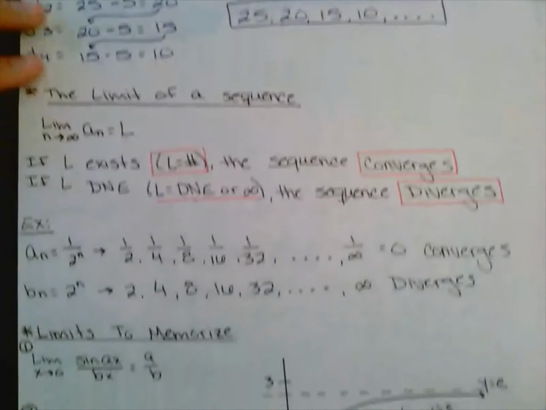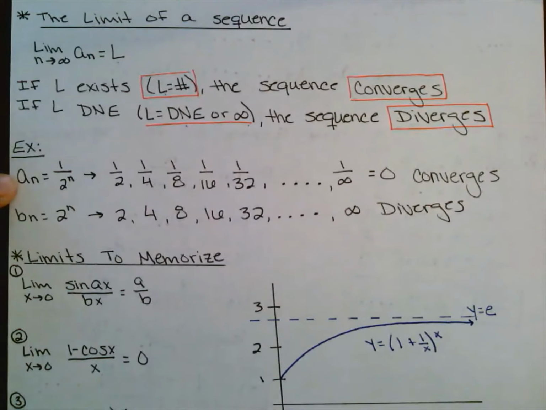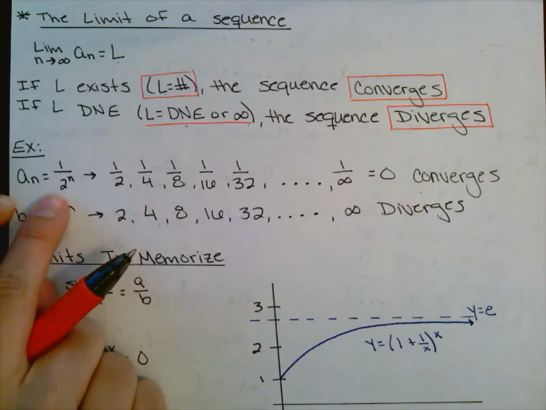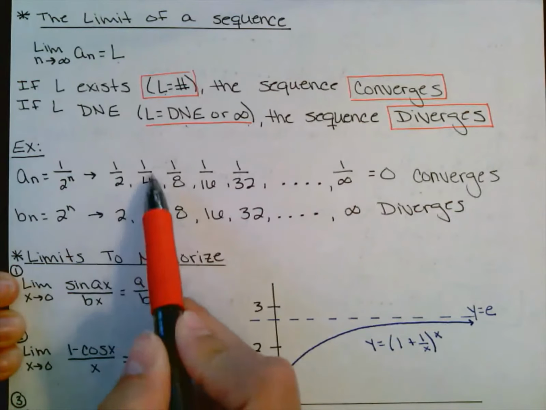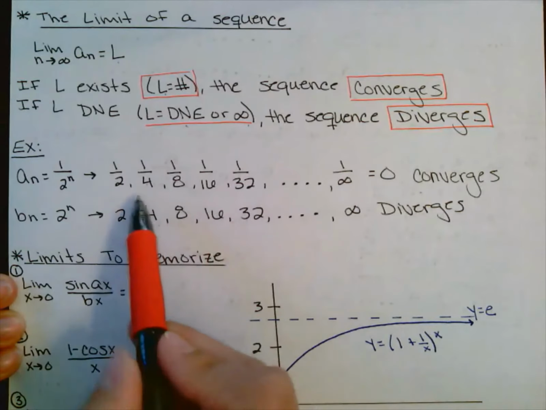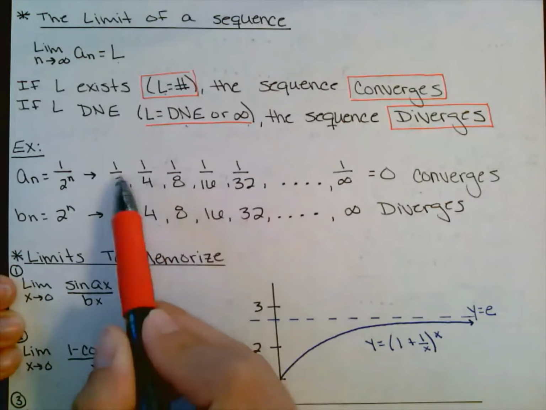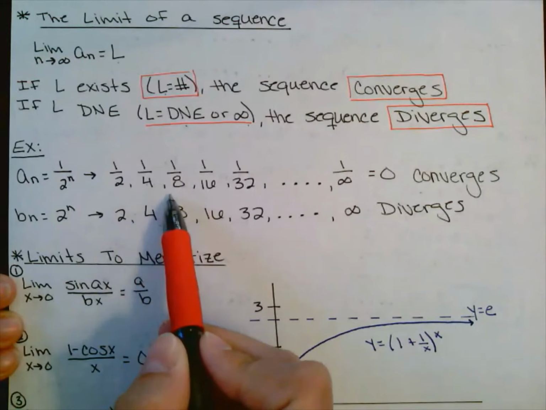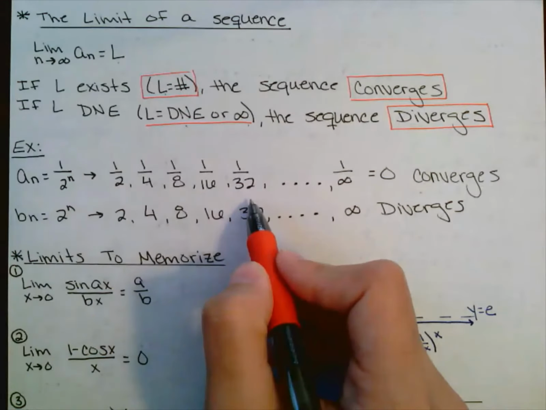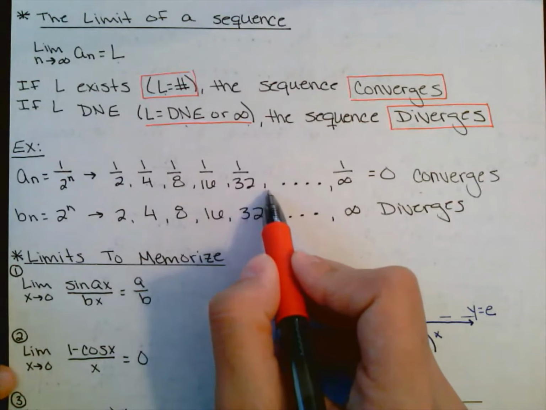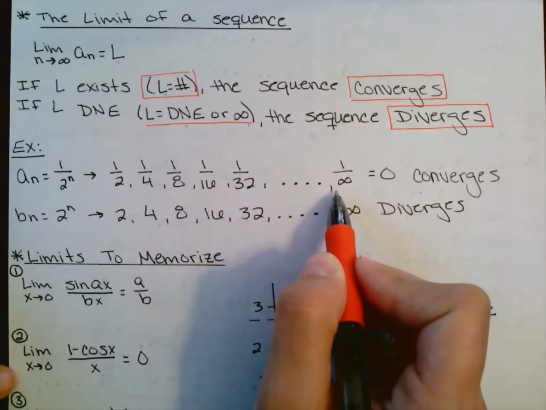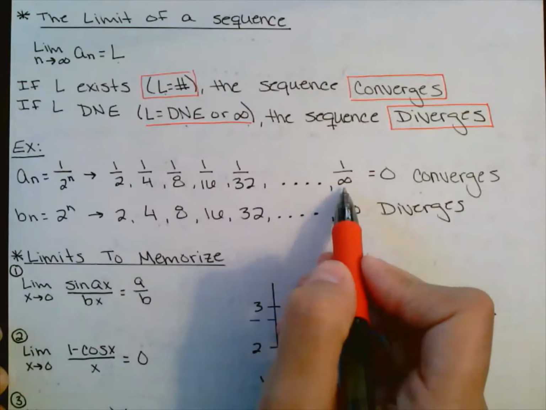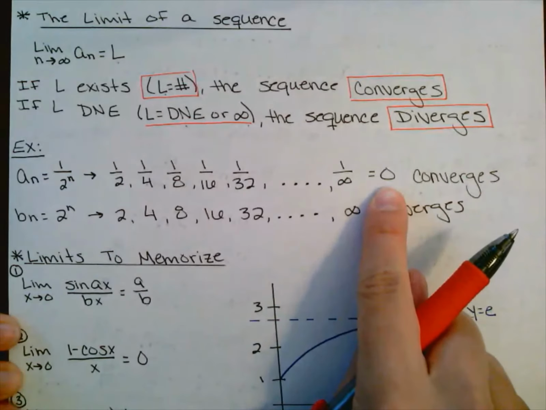Let's look at these next two examples. Here's a sequence of a sub n, and it's 1 over 2 to the nth power. When I start looking at the pattern of what that sequence looks like, I get 1 over 2, 1 over 4, 1 over 8, and as I keep going, notice that my denominator keeps growing, growing, growing, and my numerator stays at 1. That means if I continue this pattern to an infinite amount of terms, I'll approach infinity in the denominator. We learned in limits that a number over infinity is 0. Since I get an actual number 0, we can say that that converges at 0.